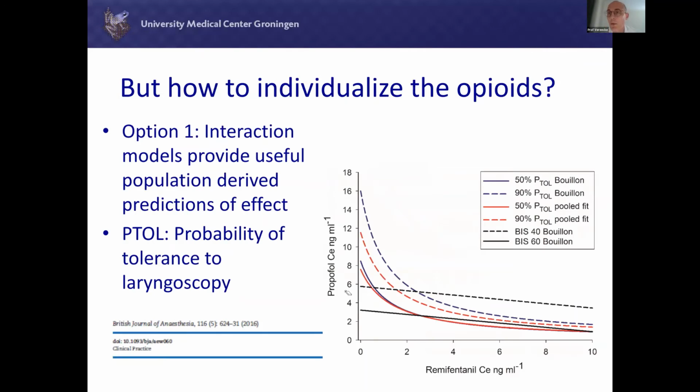Now, can we do this for the opioids? This is a bit of a problem because at first we didn't have monitors to quantify the analgesic potency of our opioids. And therefore I use the interaction models, because these provide very useful information on which combination of a hypnotic and an opioid gives you an effective probability of tolerance of laryngoscopy.